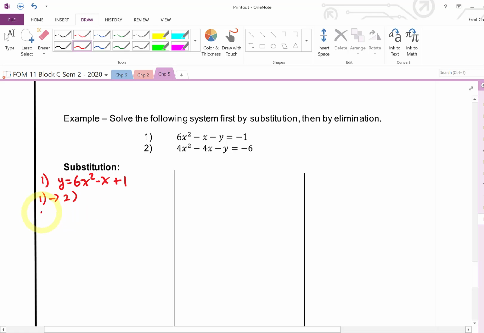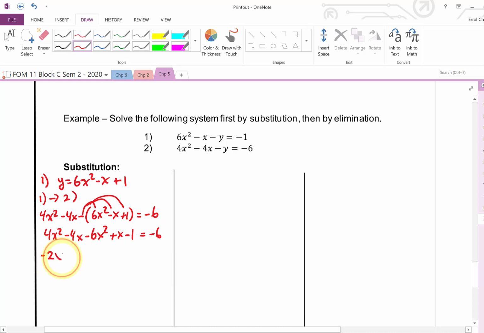I'm going to substitute equation 1 into equation number 2. And now equation number 2 looks like this: 4x squared minus 4x minus, and now what used to be y is 6x squared minus x plus 1, all equals negative 6. Don't forget, grade 11s, you need to distribute this negative to each term in the bracket. So this becomes 4x squared, negative 4x, negative 6x squared, positive x, negative 1, all equals negative 6. And now it's just a matter of combining like terms.